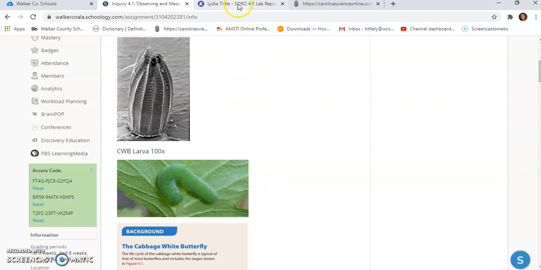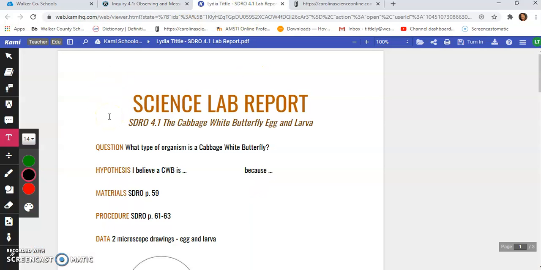So if I go to my lab report on CAMI, my question says, what type of organism is a cabbage white butterfly? So for your hypothesis, you will tell what you believe a cabbage white butterfly is and because why. So think about its characteristics, think about what type of organism that it is, and then fill in your hypothesis. The materials for this lab are found on page 59, and the procedures are found in your book on pages 61 to 63.